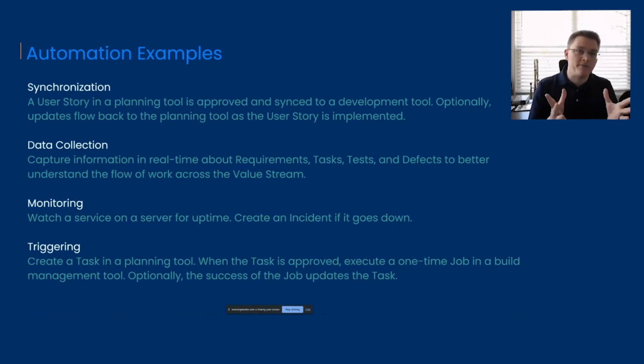Now you could have the results from that build flow back to the source as well, so that you know there in your planning tool whether or not the build was successful. So that's an example of triggering. So these are all things that can happen automatically, right? Synchronization, data collection, monitoring, and triggering, all different types of automations.